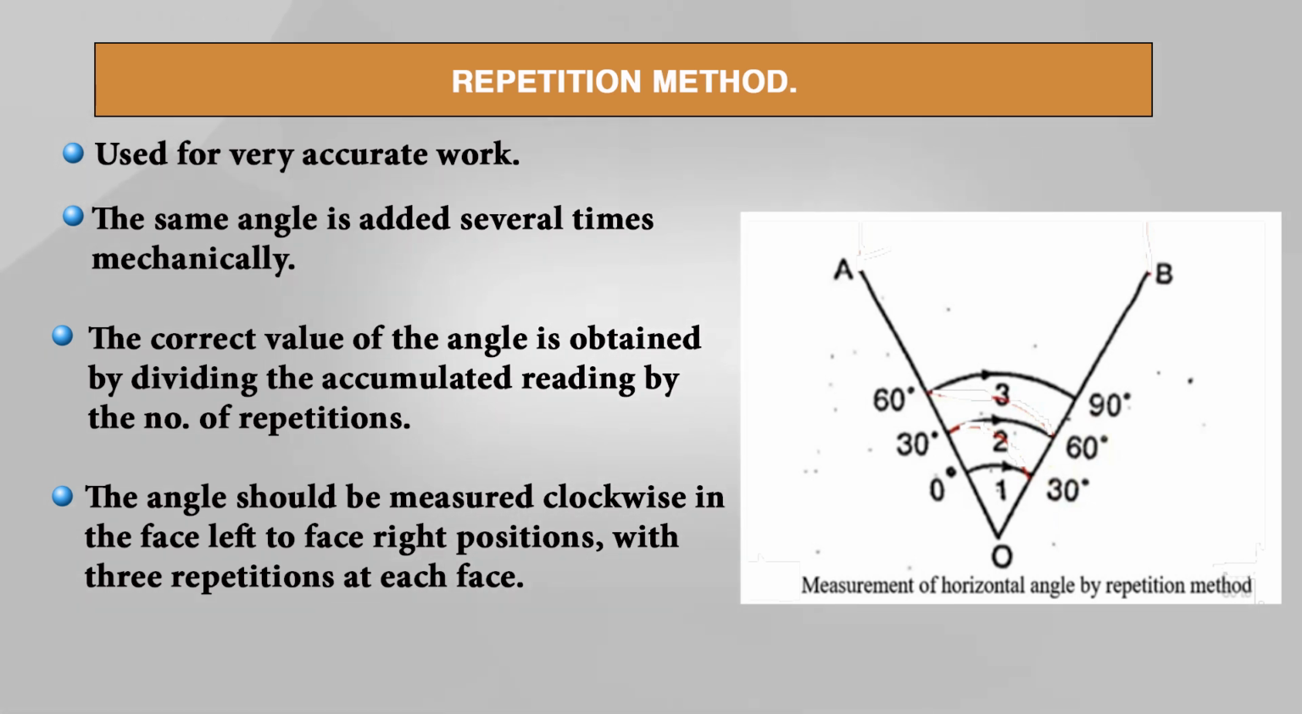And the final correct value of the angle is obtained by taking the average, dividing the accumulated or cumulative reading by the number of repetitions. Generally, we take 3 repetitions. The number of repetitions usually depends upon the discretion of the surveyor or the extent of work that we are doing. As I said, it is 6 in total, 3 with face left and 3 with face right. In this way, the angle can be measured to a finer degree of accuracy than is obtainable with the least count of the verniers.